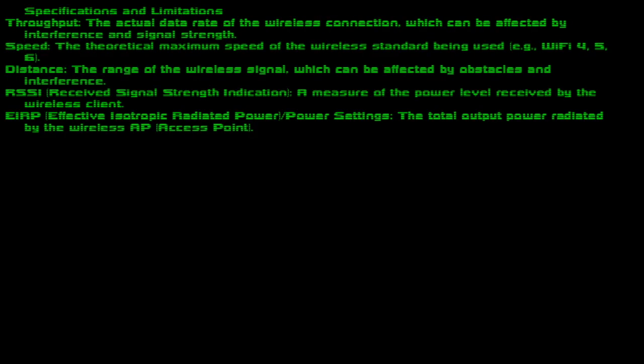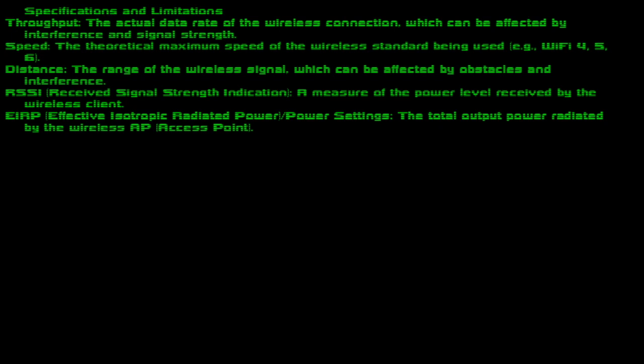Wireless troubleshooting. Specifications and limitations. Throughput. The actual data rate of the wireless connection, which can be affected by interference and signal strength. Speed. The theoretical maximum speed of the wireless standard being used, e.g., Wi-Fi 4, 5, 6. Distance. The range of the wireless signal, which can be affected by obstacles and interference.